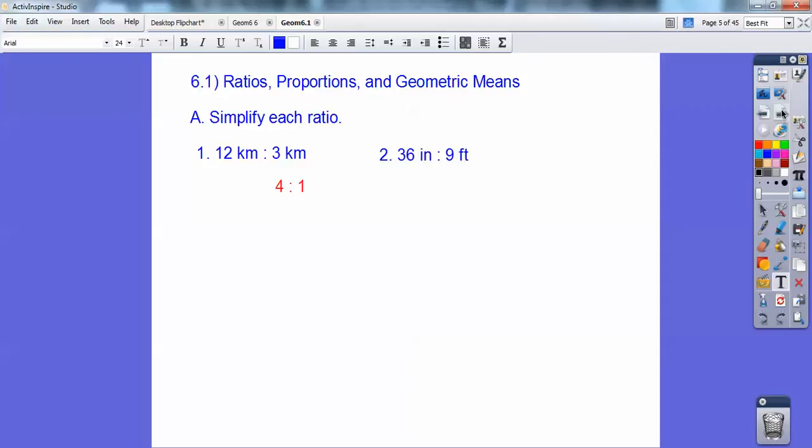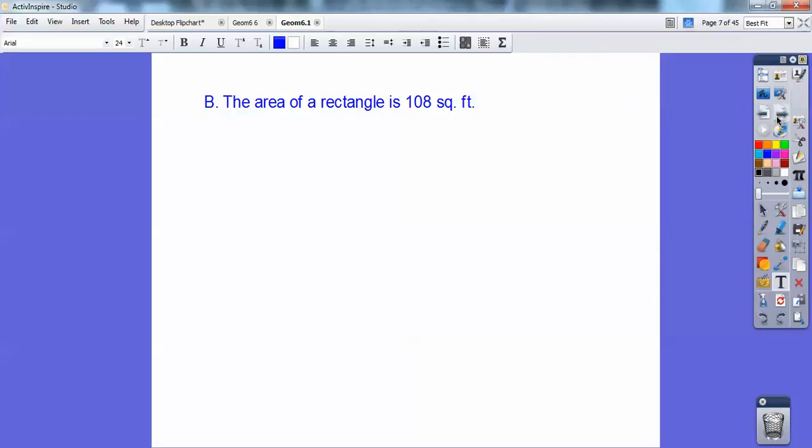Okay, how about 36 inches to 9 feet? Well, this one's in inches, this one's in feet. You either have to convert this to feet or this one to inches. I'd rather convert this to 3 feet. So you get 3 feet to 9 feet, and that reduces to 1 to 3. Okay, you guys get the picture, right?